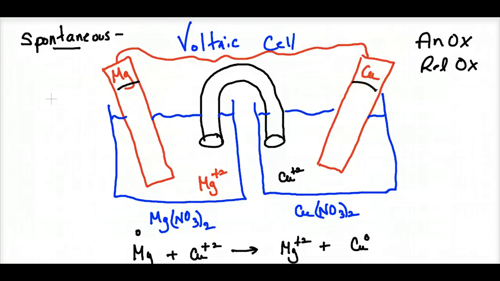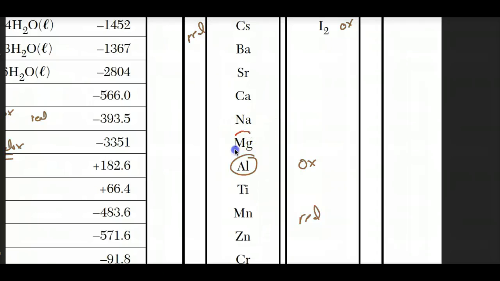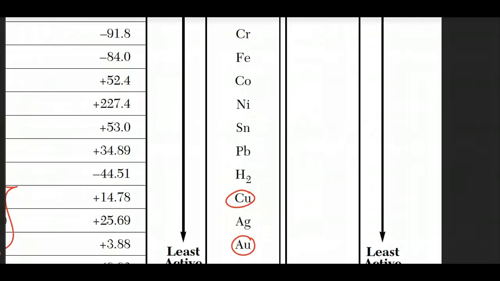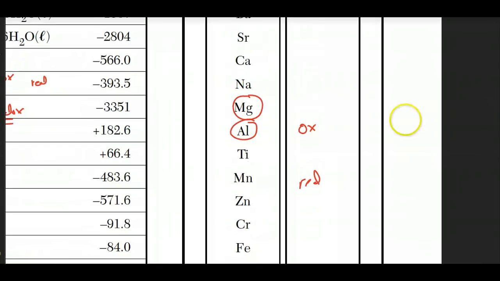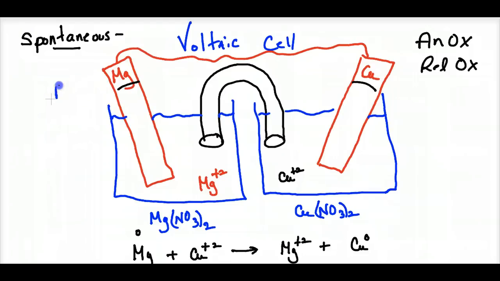So who is the anode? The anode is the place of oxidation. I have two metal electrodes, magnesium and copper. Who is better at oxidizing? Table J, here we go. Magnesium is clearly higher than copper. So magnesium likes to oxidize better. So therefore, it is the anode. It's absolutely the first thing you do when you look at a voltaic cell. So the magnesium is the anode. It's the place of oxidation. That means the copper is the cathode, the place of reduction.